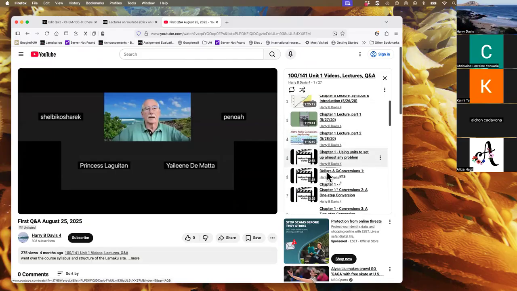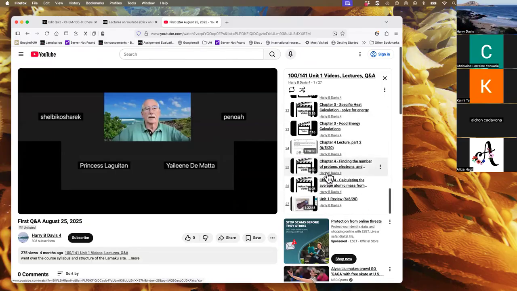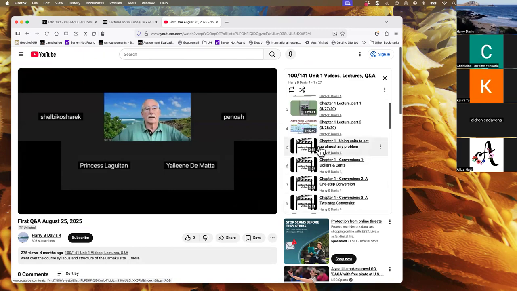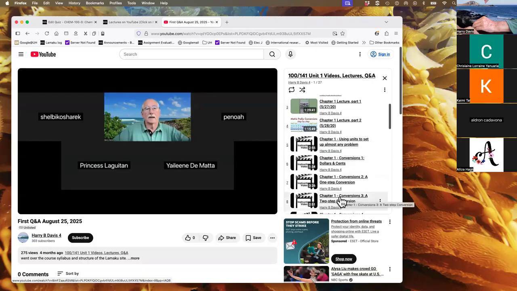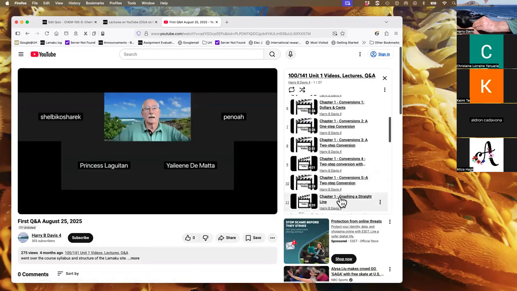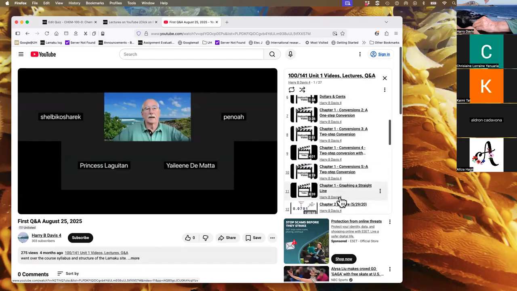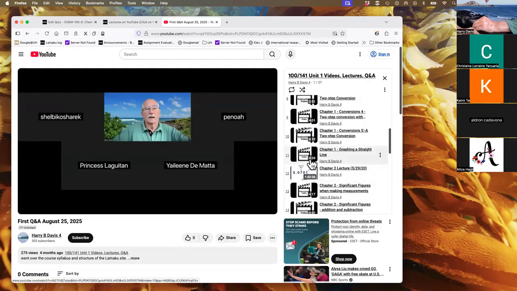You can see that there's a whole bunch of stuff here. So when I have this icon here, those are instructional videos. So this is how to use units to set up almost any problem. Here's conversions using dollars and cents. These are very, very simple, short videos, like 3 to 4 minutes, right? Here's graphing a straight line, which takes a little bit longer.